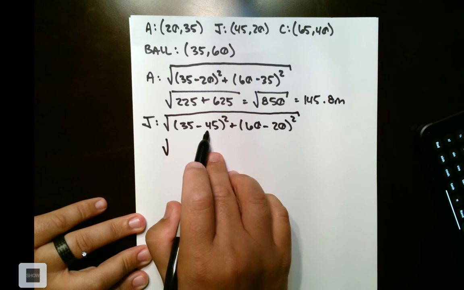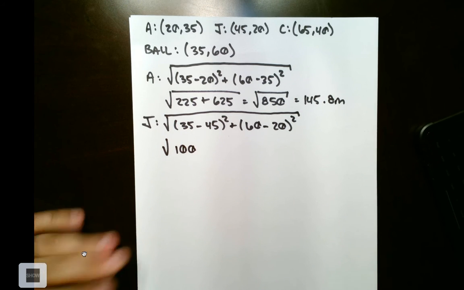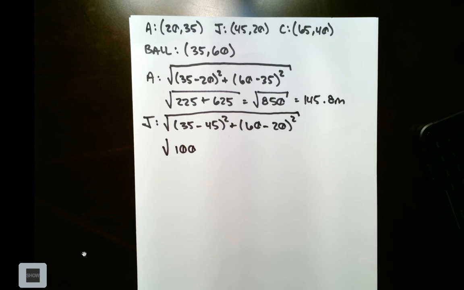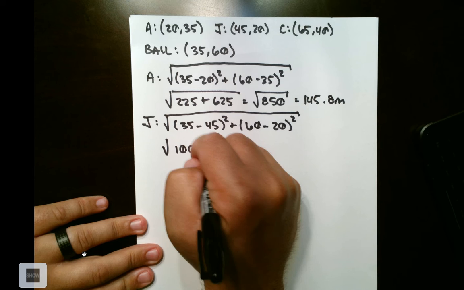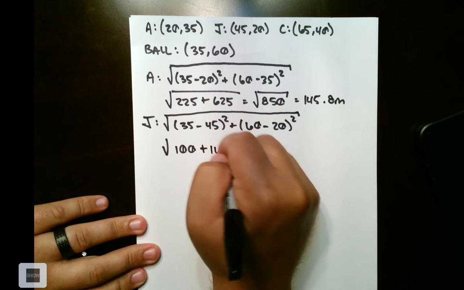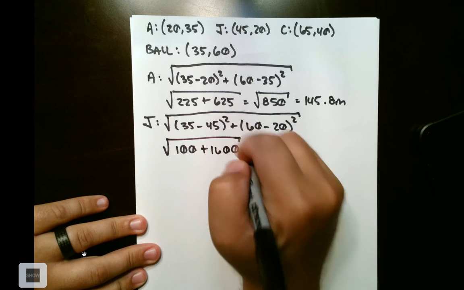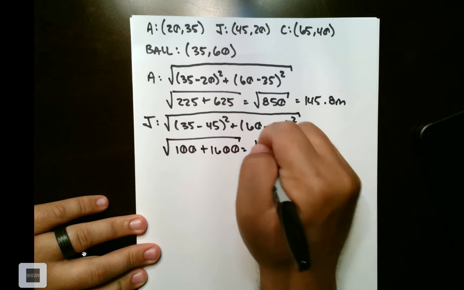35 minus 45 is negative 10. Negative 10 squared is 100. You might wonder why some negatives, some positives. Don't forget, distance is always positive. That's why we're squaring these, because distance can never be negative. You're never going to walk negative 10 feet. It doesn't matter if you walk north or south, east or west, it's all 10 feet, right? So distance is always positive. 60 minus 20 is 40. So 40 squared is 1600. So that is going to equal the square root of 1700.